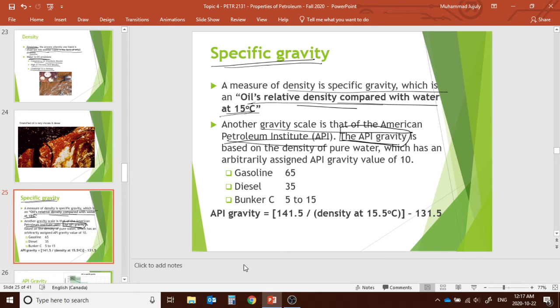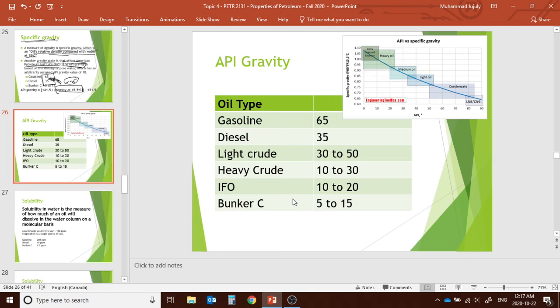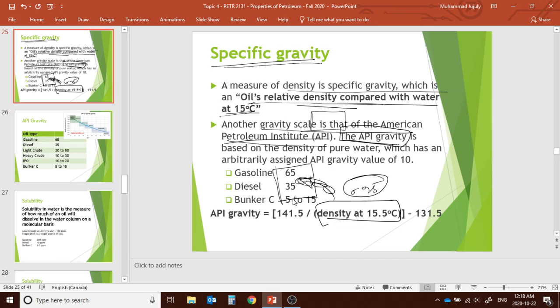The formula is 141.5 divided by the density of that component at 15.5 degrees Celsius, minus 131.5, and it gives the API gravity. This is not the density. I mean, the density would be like 0.95 or something like that. So when we actually put it in there, then we will find the API gravity. Now here is the interesting thing. The higher the API gravity, the lower the specific gravity.